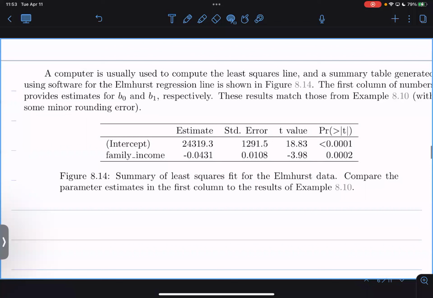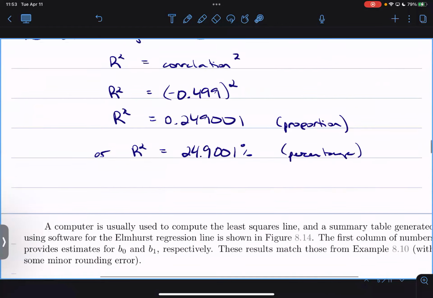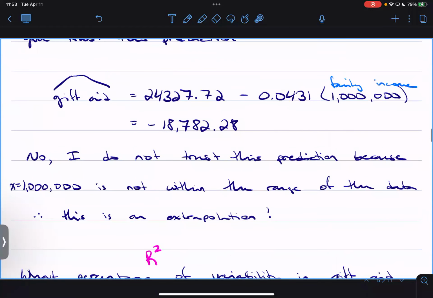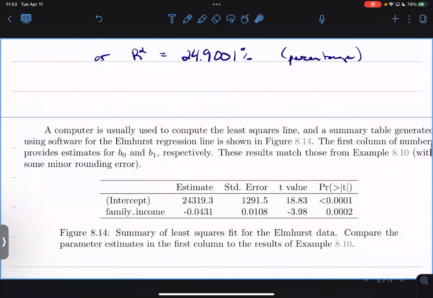Okay. And so here is the data that we had. Now, we were using rounded values of X, I guess. 24327, 24319, slightly different, right? But software is just going to use all the data. It's not going to do any rounding along the way. We use some rounding kind of willy-nilly. And so that's why our values are a little bit different.